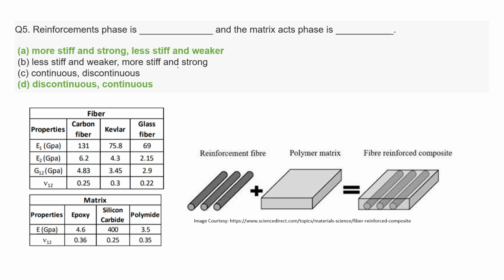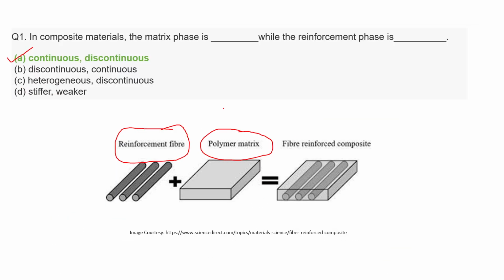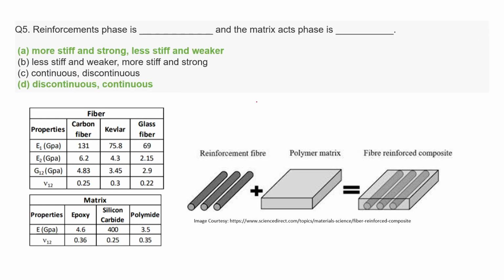The next question is, reinforcement phase is dash and the matrix phase is dash. The options are option A, more stiff and strong, less stiff and weaker. Option B, less stiff and weaker, more stiff and strong. Option C, continuous, discontinuous, or option D, discontinuous, continuous. So the reinforcement being discontinuous and continuous we already discussed in question number 1, that the reinforcement is the discontinuous one and the matrix is the continuous one. So from this we can say option D is the correct one.